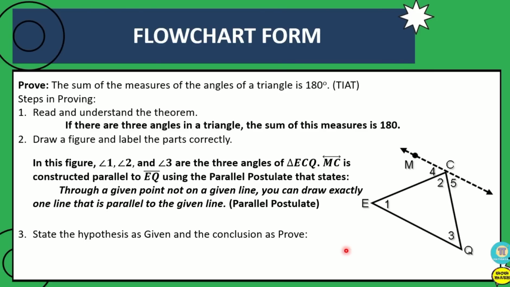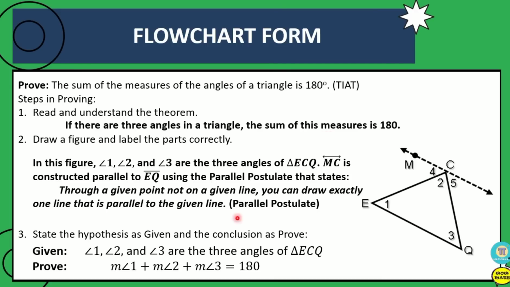So, let us state the hypothesis as given and the conclusion as proved. So, this is the hypothesis. This is the given. It's always like that. And then, this is our conclusion. This is what we will prove. So, our given, just this. We always take it from here. Angle 1, angle 2, and angle 3 are the 3 angles of triangle ECQ. And then, we will prove that these 3 have a sum of 180. So, we need to prove it.